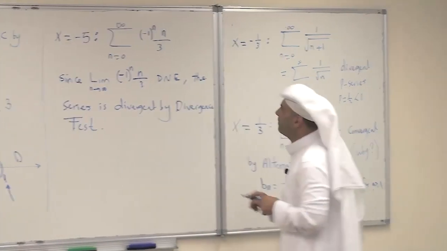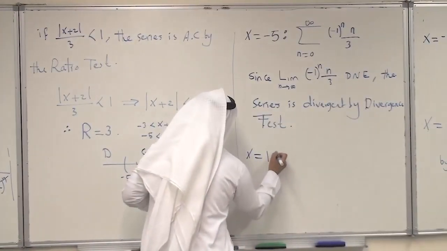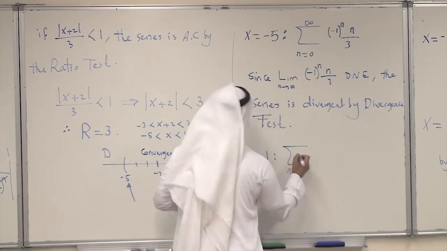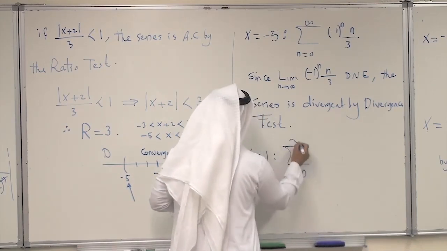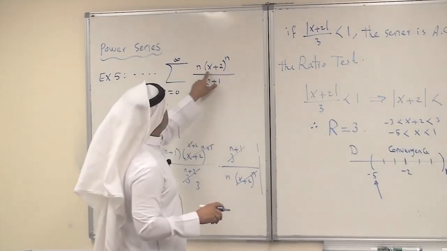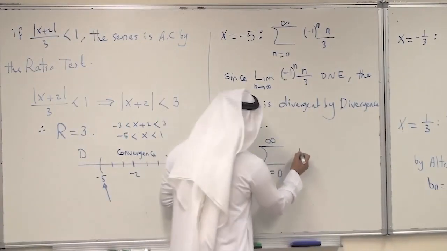Okay, that's one thing. A second point of interest is x equal to 1. So let us see at x equal to 1, what do we have? X equal to 1 will lead us to the following series, n equal to 0 to infinity. And I substitute x equal to 1 here. Again, 1 plus 2 will be 3. 3 to the n will cancel with the 3 to the n. You have n over 3.